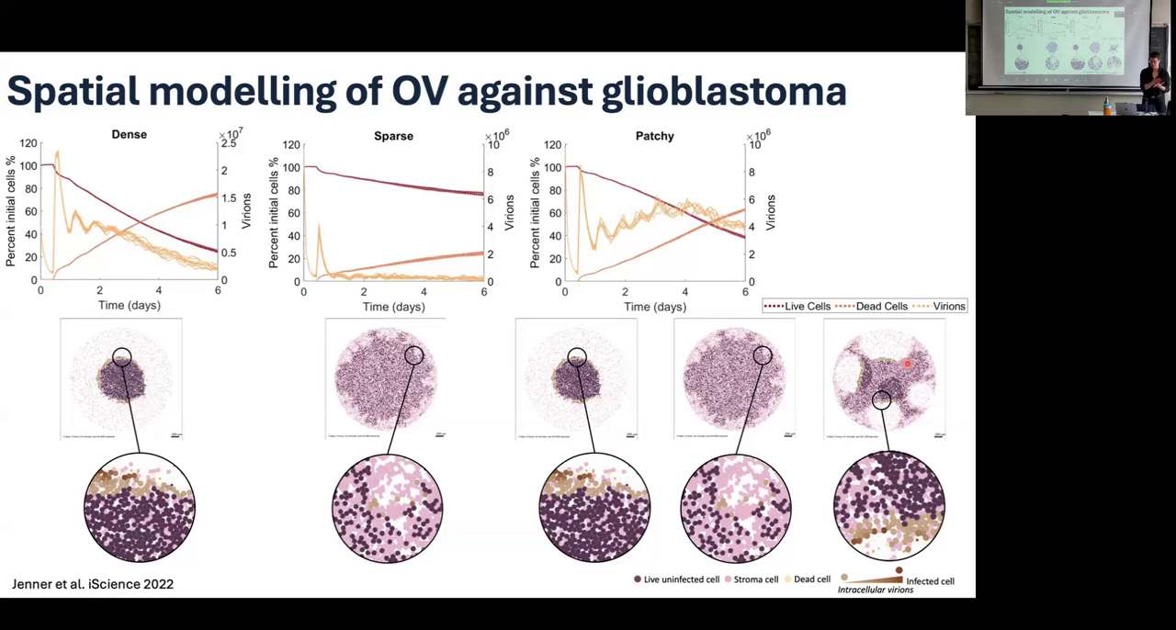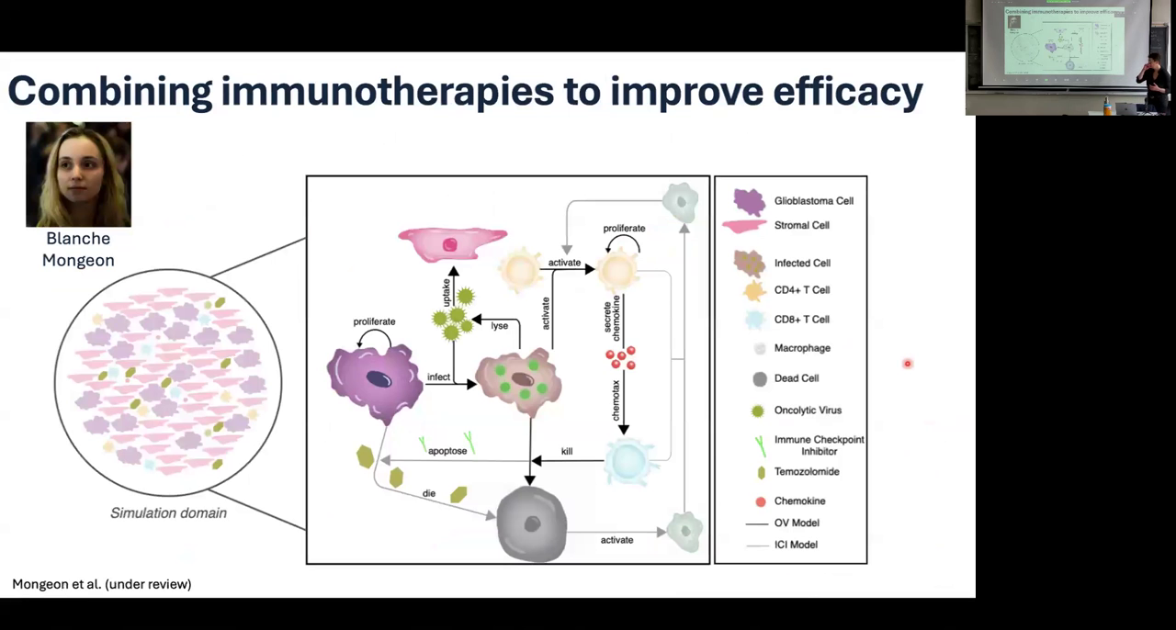So, we have an idea of why immune checkpoint blockade doesn't work in glioblastoma. We have some explanation for why oncolytic viruses could work. And so we took this and put it all together. This is work now from here to the end from my PhD student, Blanche Mongeon, who also gave me most of these slides, so that's why they look very nice. She took both of these models and put them together. So now you have all of the same things that I explained previously, but you have an OV plus the immune checkpoint inhibition put together.